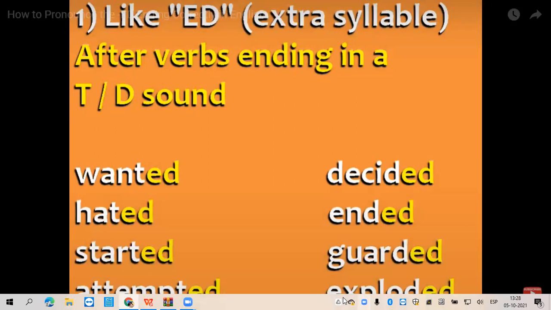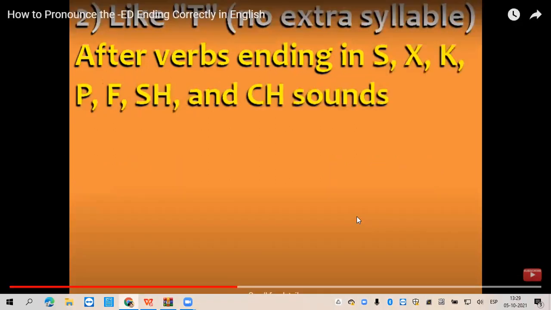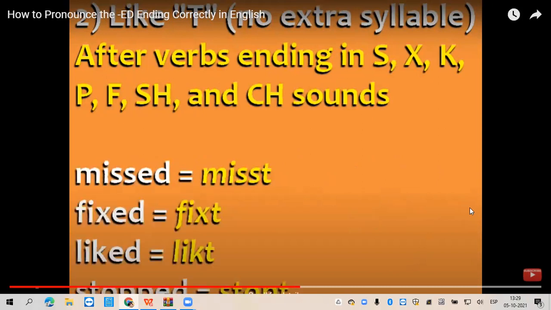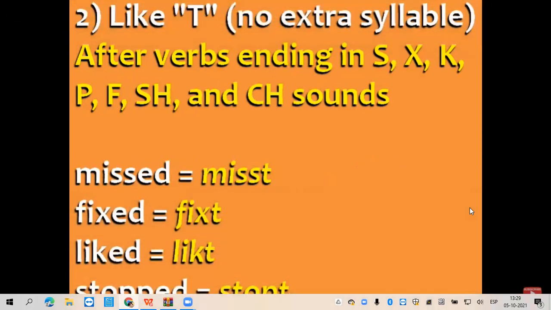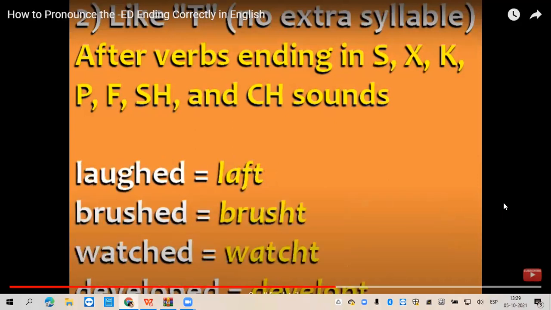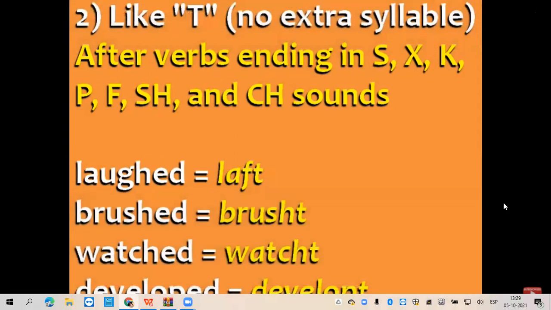Ed is pronounced like T with no extra syllable after verbs ending in S, X, K, P, F, SH, and CH sounds. This means that the past tense of work is pronounced worked and not worked. Here are more examples. Missed, fixed, liked, stopped, laughed, brushed, watched, developed.